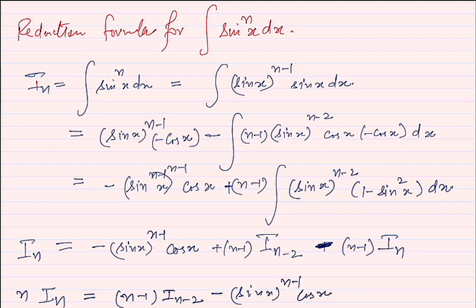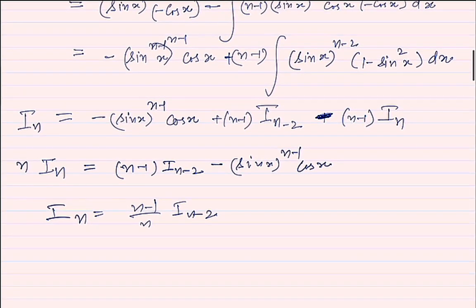So in becomes n minus 1 upon n in minus 2. So directly you are going 2 degrees lower, okay. Sin x raised to power n minus 1 cos x.